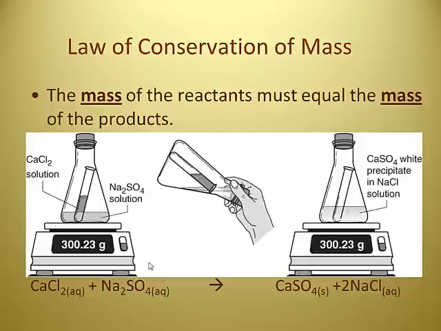So the law of conservation of mass is actually a pretty cool one, and I think we're going to do this demo in class on Tuesday. We're going to try this one. Basically, this is a law that says that the mass of the reactants must equal the mass of the products. You cannot destroy any of the mass when you do a chemical reaction.